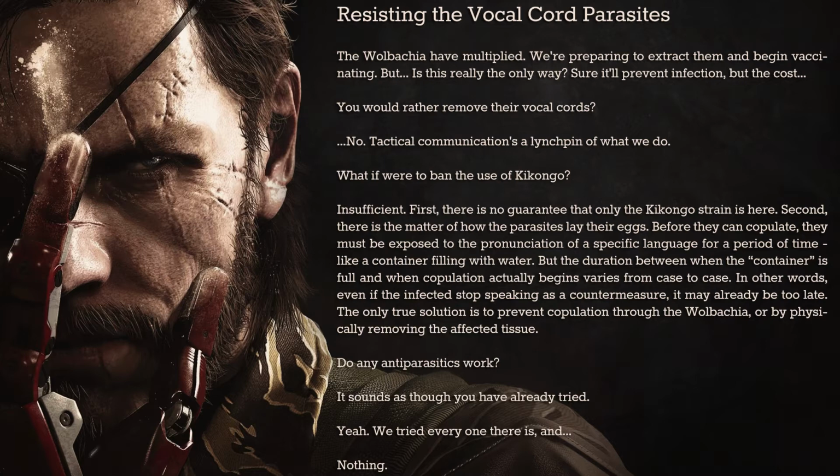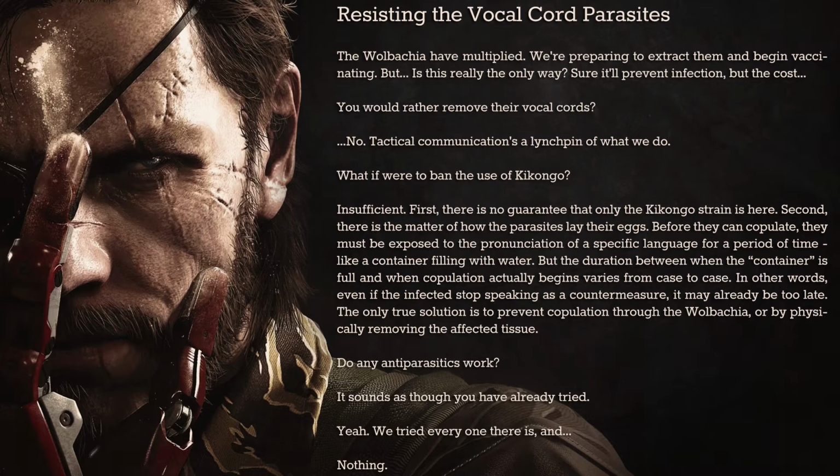What if we were to ban the use of Kikongo? Insufficient. First, there's no guarantee that only the Kikongo strain is here. Second, there is the matter of how the parasites lay their eggs. Before they can copulate, they must be exposed to the pronunciation of a specific language for a period of time, like a container filling with water. But the duration between when the container is full and when the copulation actually begins varies from case to case. In other words, even if the infected stop speaking as a countermeasure, it may already be too late. The only true solution is to prevent copulation through the Wolbachia, or by physically removing the affected tissue.